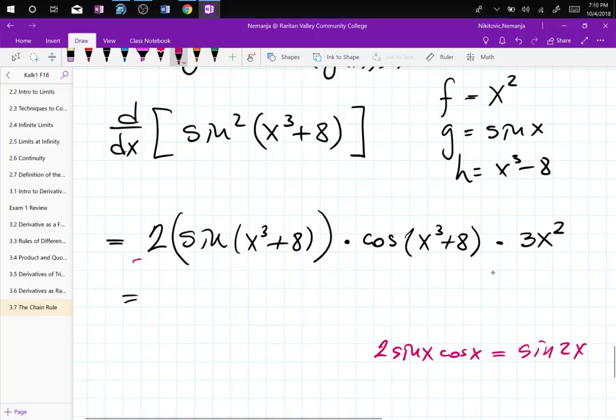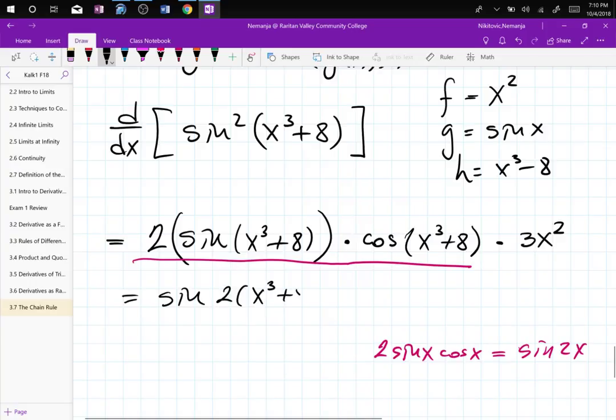So here I have my 2 sine x cosine x. So the entire thing can collapse into sine 2x cubed plus 8. And then we still have, I'm just going to put this 3x squared in front. Oops, I forgot that. And that's it. That's the simplified version. I'm also going to underline this in red, so it's a different kind of red. There we go. Perfect. So trig identity made it easier.